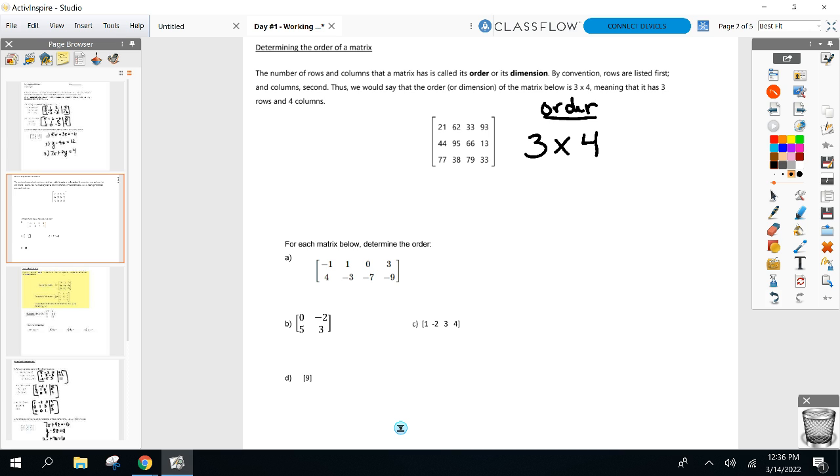All right, couple practice questions. Part A, how big is that matrix? Matrix, first one there, part A. How many rows? 2. 2 by how many columns? 4. There you go. It's a 2 by 4.